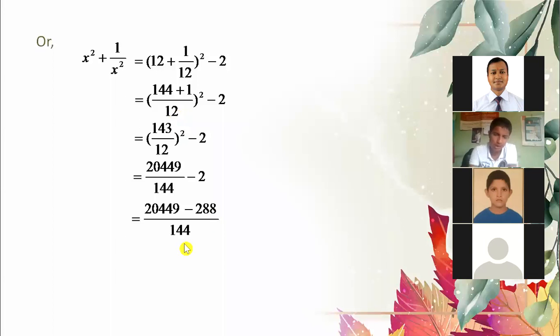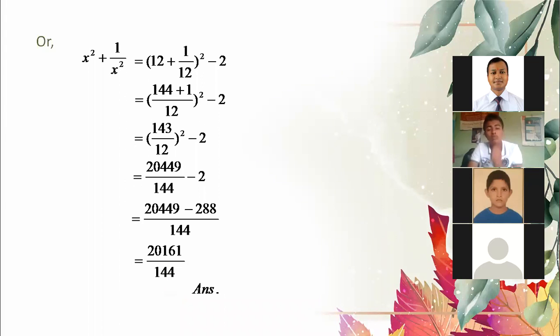Square of 143 is 20,449 and divided by 12 square, 144. Again take LCM. LCM is 144. 20,449 minus 2 into 144. It is 288 divided by 144. Now 20,449 minus 288 is 20,161 divided by 144. This is our required answer.